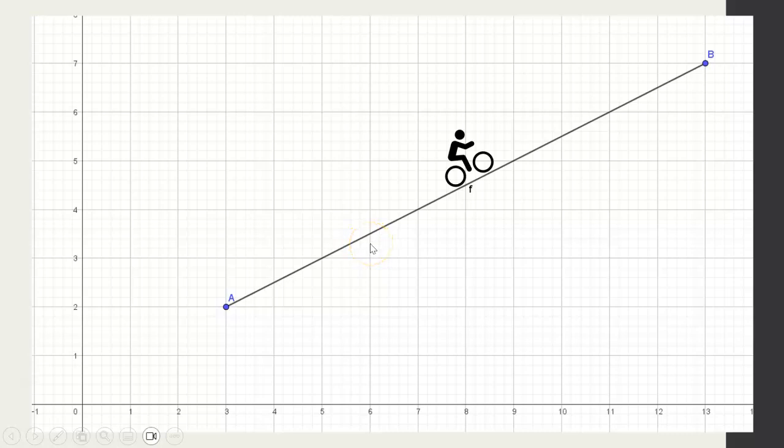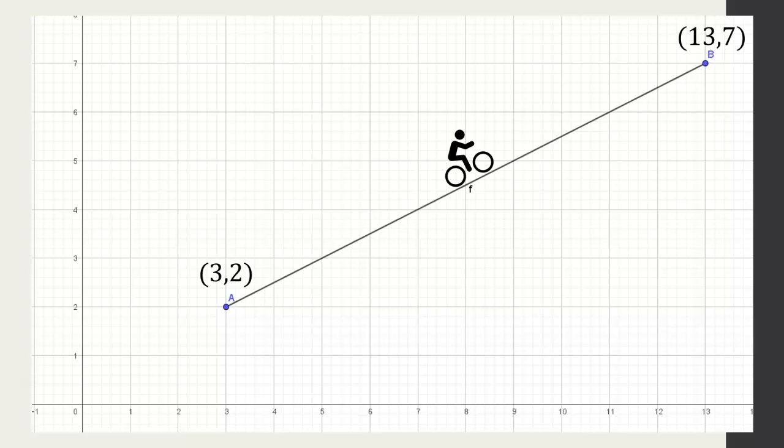Now, a little bit of a trickier example. We have A and B, and it's on a hill, but this time A is not starting at 0, 0. It's up here. So A this time is at 3, 2. And B is at 13, 7. Again, I go across 3, up 2, so that's 3, 2. Across 13, up 7, so it's 13, 7.